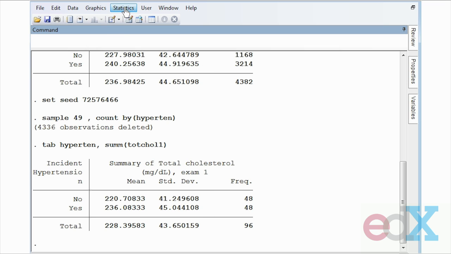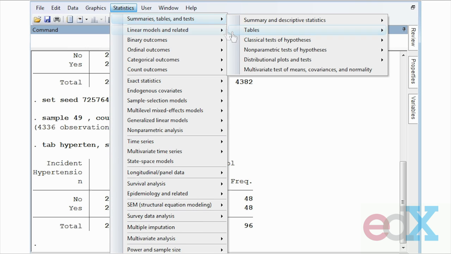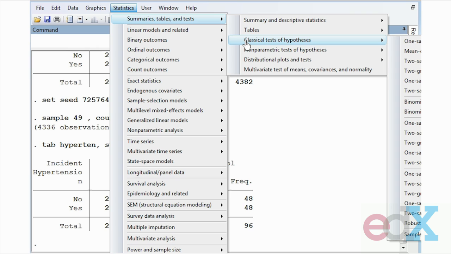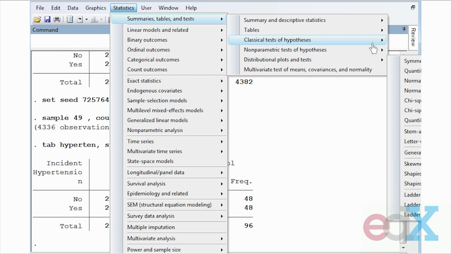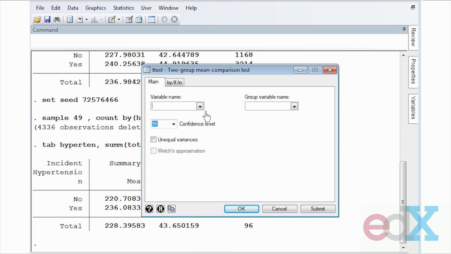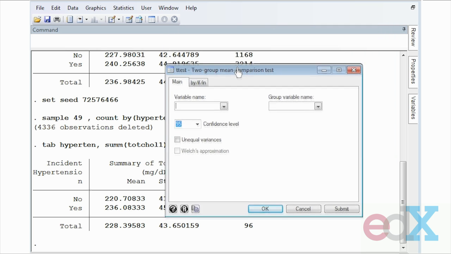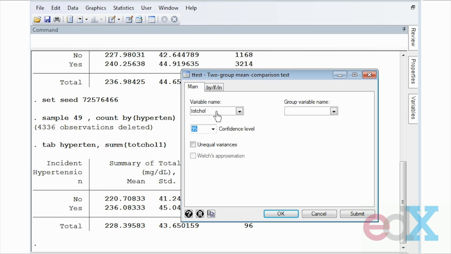Now, we go to statistics, summary tables, and the classical tests of hypotheses. What we want is the two sample mean comparison. So the classical test of hypotheses, we want the two-group mean comparison test. The variable that we want to test is our total cholesterol level at time 1, so it's TOTCHOL1. And the group variable name is hyper10. Now, are we going to assume equal variances or unequal variances? I recommend you click the unequal variances.